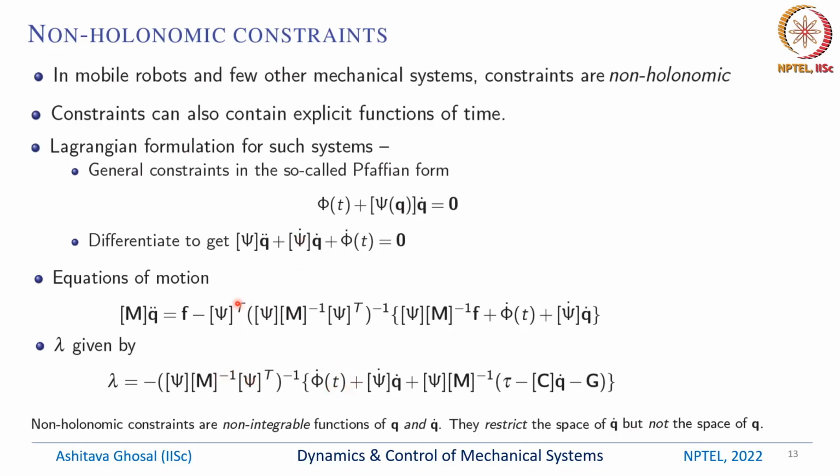As I said, these are non-holonomic constraints. They are non-integrable functions of q and q dot. They restrict the space of q dot but not the space of q.